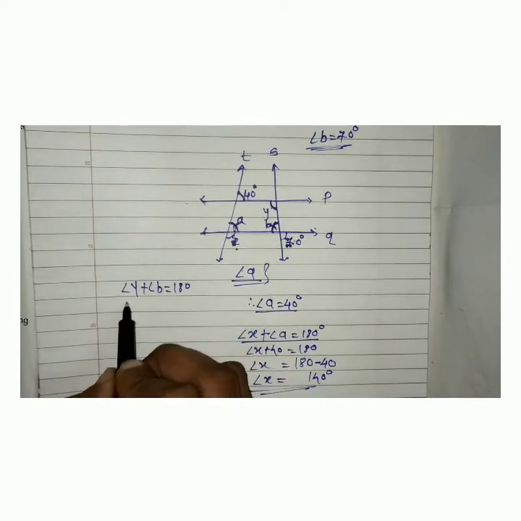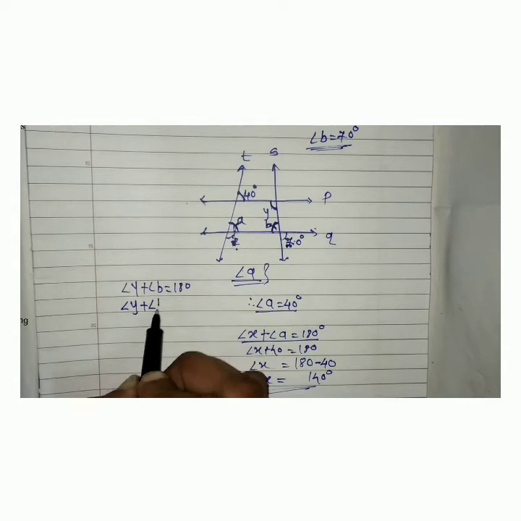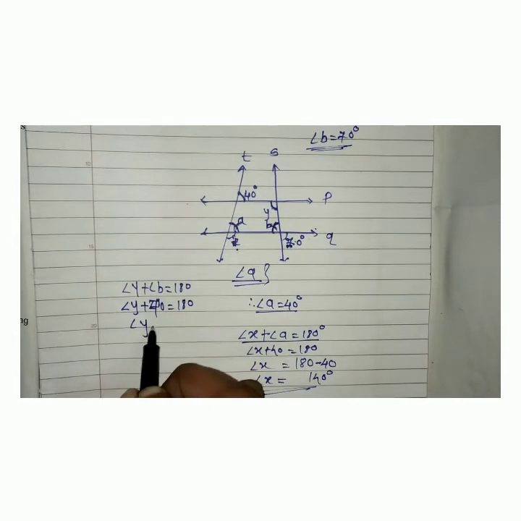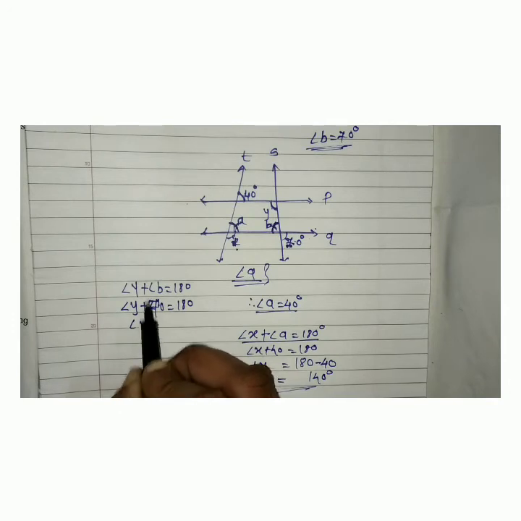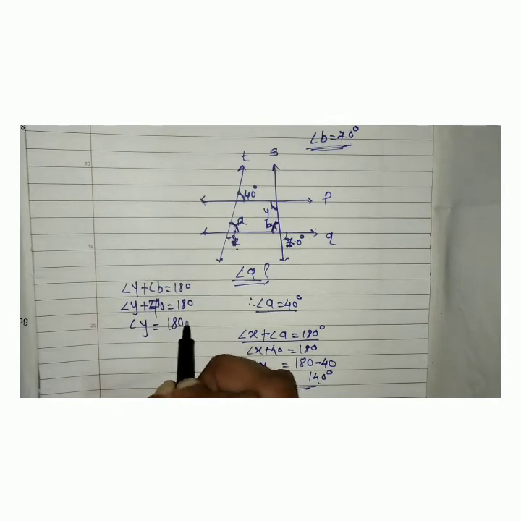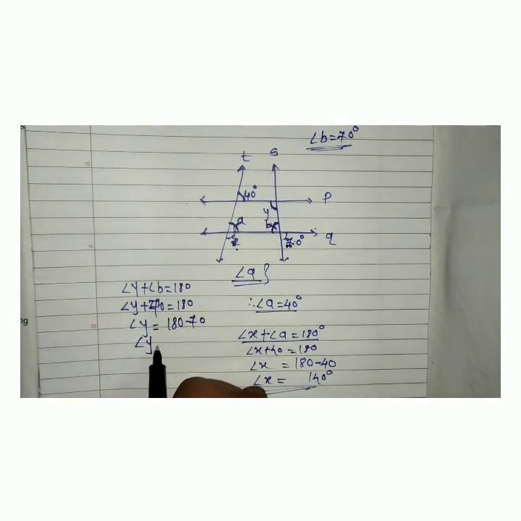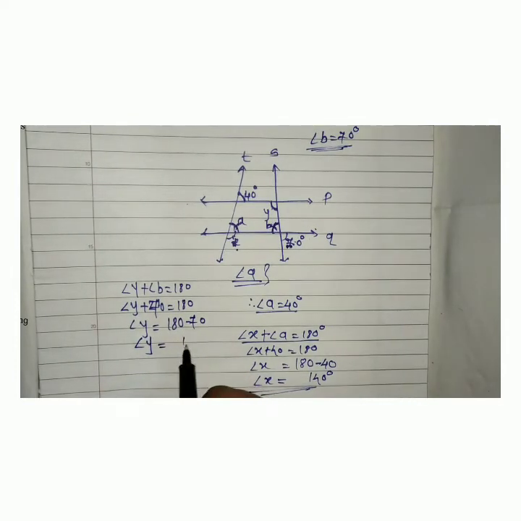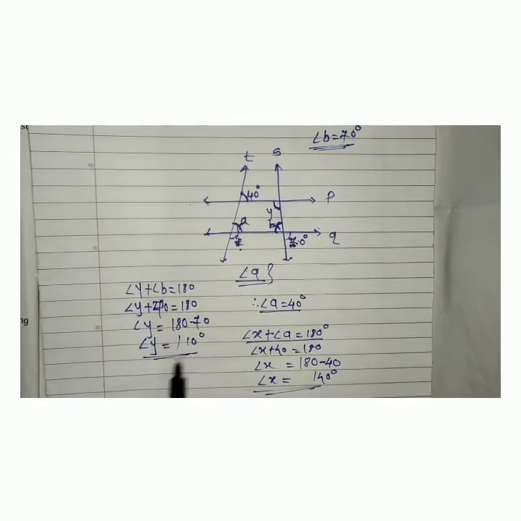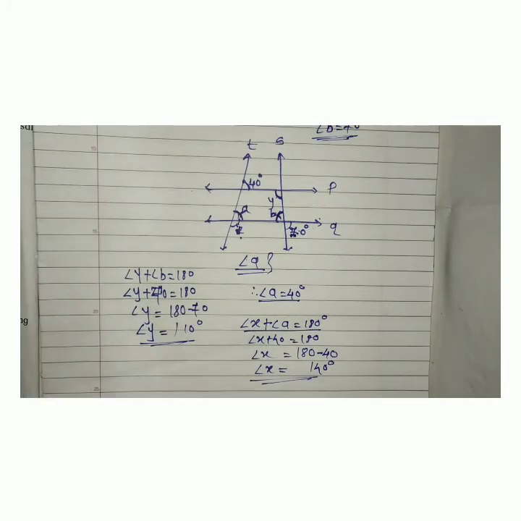By substituting the value, angle Y plus 70 is equal to 180. Angle Y on this side, and the 70 on this side becomes minus. Therefore 180 minus 70, we get angle Y is equal to 110 degrees. This is the measure of angle Y. This is for hints only. Write properly in your notebook. Solve example number 3 for practice.